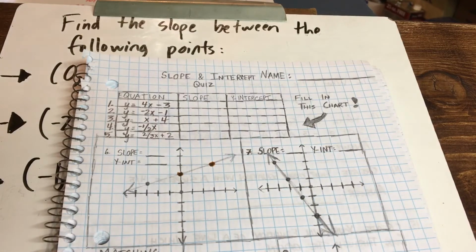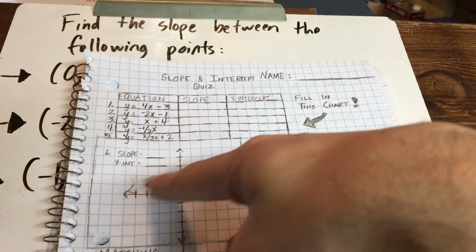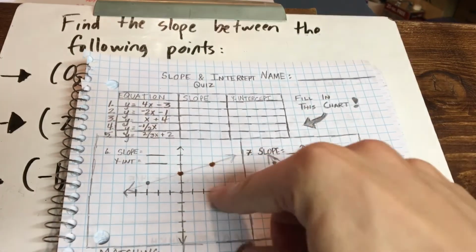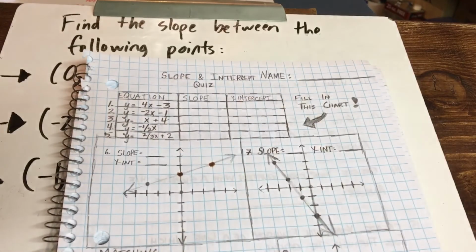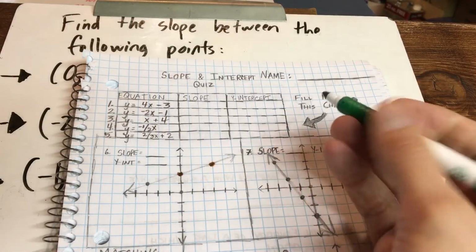To get from the first square to the second square. And remember, you have to start on the left and go to the right. You read a line just like you read a sentence, from left to right. So to get from this dot on the left to this dot on the right, I'm going up 1 square, and I'm going over 2.